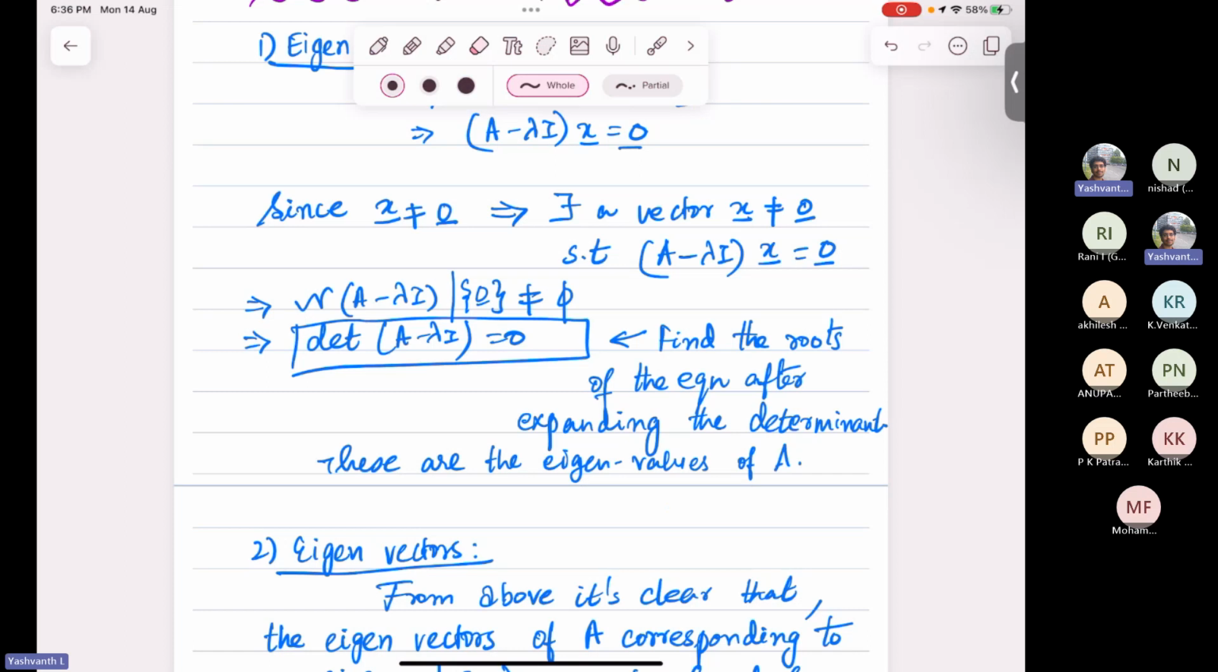So determinant of A minus lambda I equals 0. If you expand this determinant, you will find it is an equation in the variable lambda with degree at most equal to n, where n is the order of the matrix. That is, if it is an n by n matrix, it is at most an nth degree polynomial in lambda, and we just equate it to 0 and solve for lambda. Those lambdas are the eigenvalues of the matrix A.